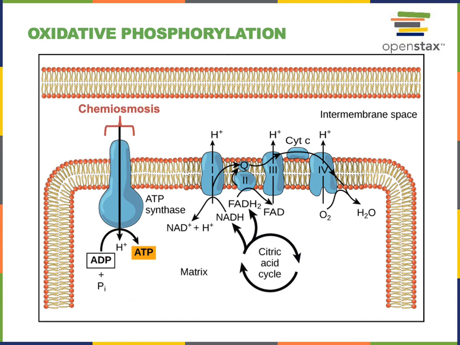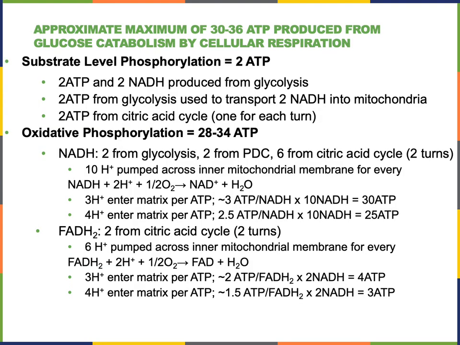So chemiosmosis is specifically the synthesis of ATP by ATP synthase, which is fueled by the facilitated diffusion of hydrogen ions into the mitochondrial matrix from the intermembrane space. And the concentration gradient for chemiosmosis is generated in the electron transport chain, the other half of oxidative phosphorylation. To summarize, the overall maximum yield of ATP produced by aerobic cellular respiration of glucose is around 36 ATP. Now, how do we get to that number?